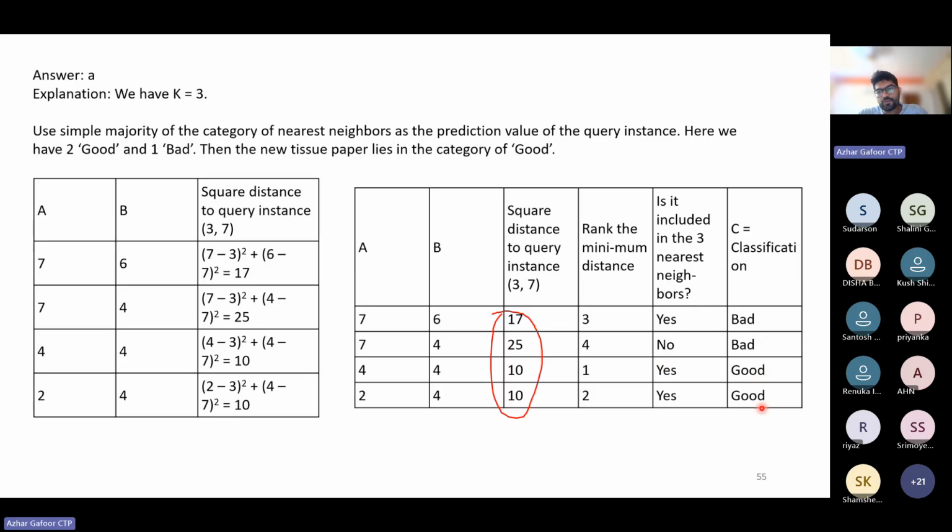So here we have two goods and 1 bad. So whatever we have predicted is true. The majority goes with good.